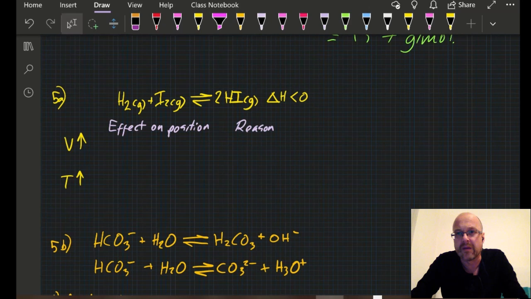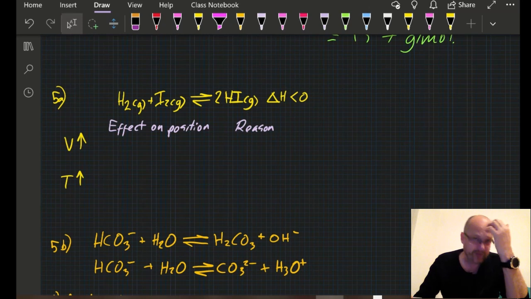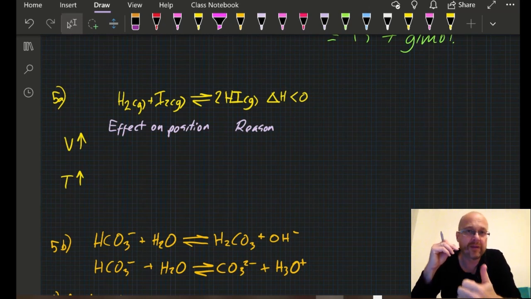Equilibrium. Many reactions reach a state of equilibrium. Okay, so Le Chatelier's principle states that for a system in equilibrium, if it's stressed, it will move to oppose the stress. All right then.